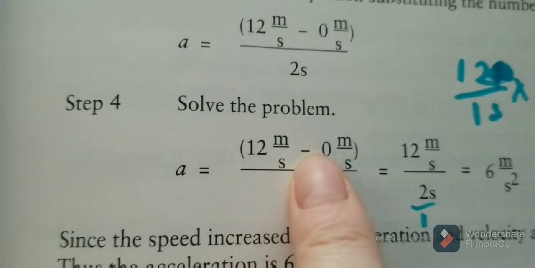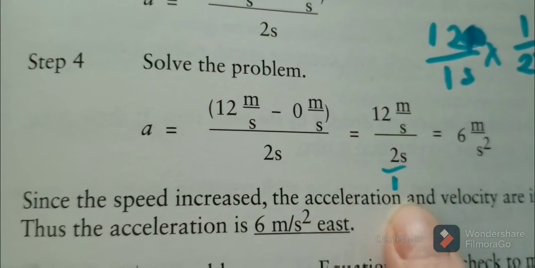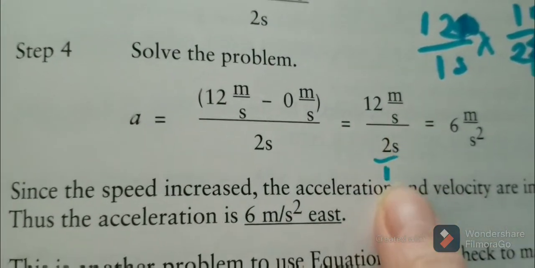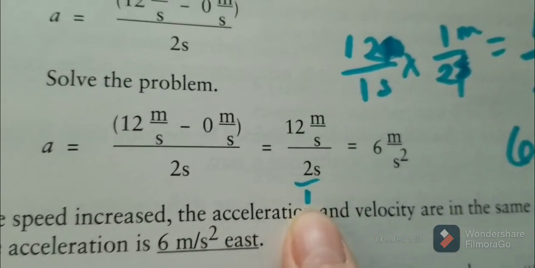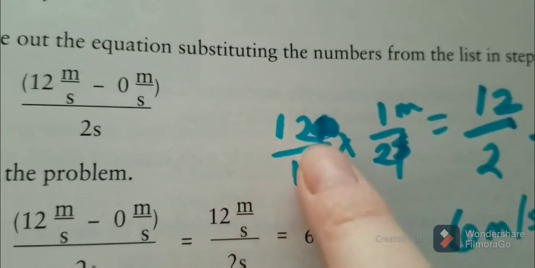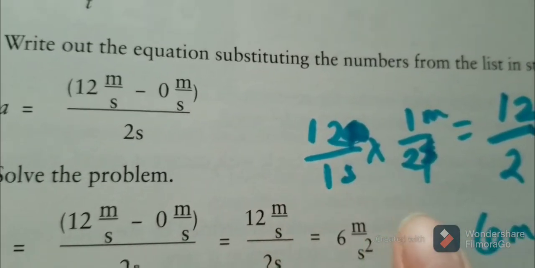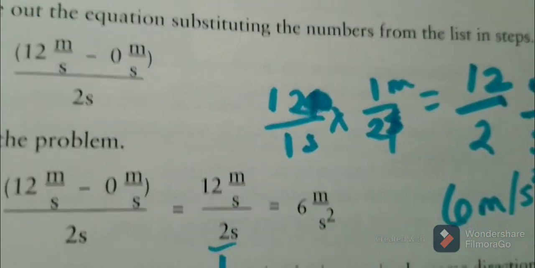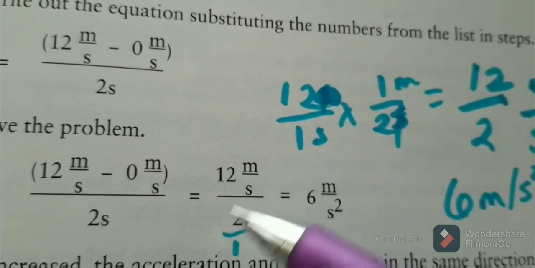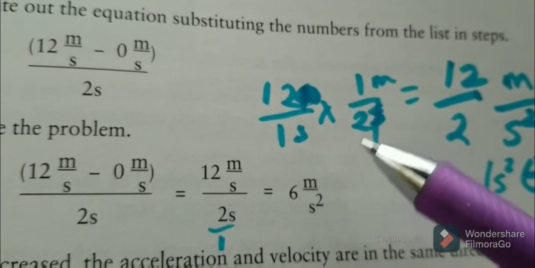Solving the problem ends us up with this crazy 12 meters per second over 2 seconds, not squared yet, over 1. So we don't want to say meters per second because that's crazy. And so we do this whole shebang. And so I wrote it out here, made a boo-boo up there. But so if we have that 12 over 1 second, we have the 1 over 2.